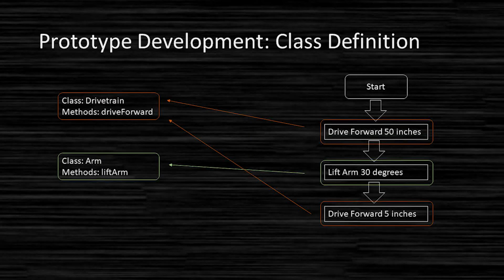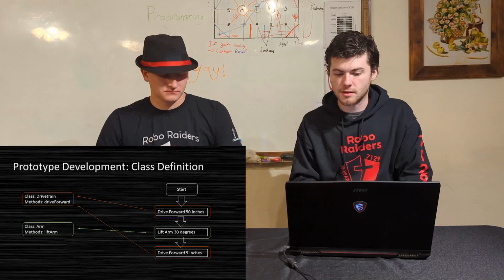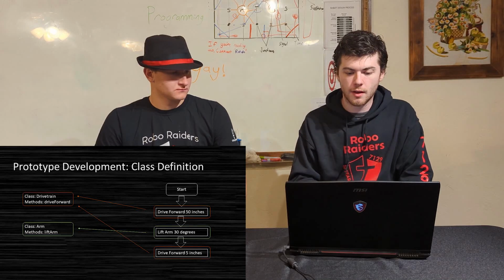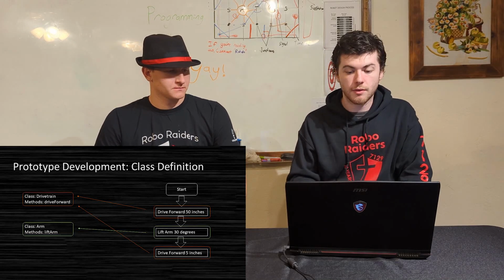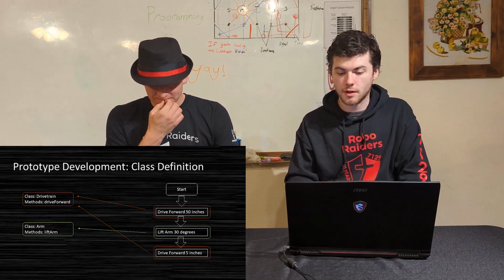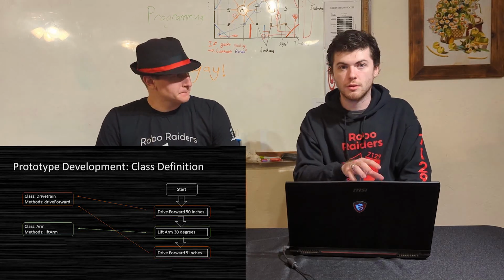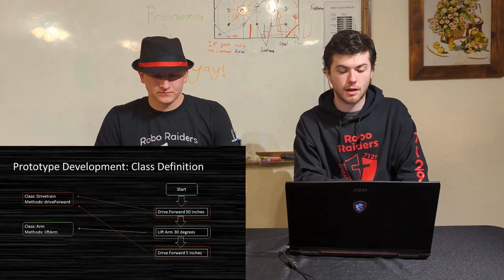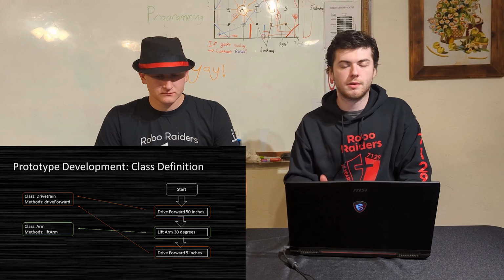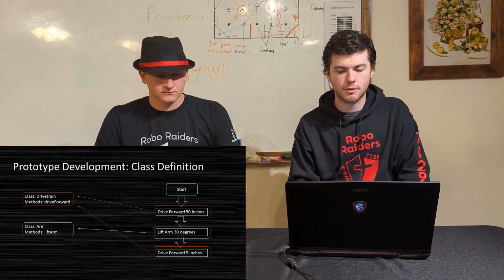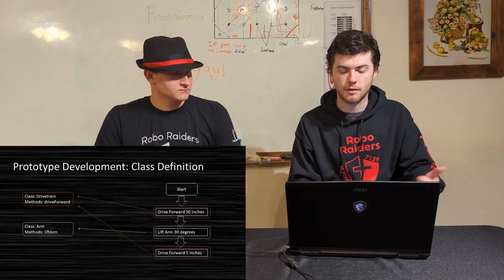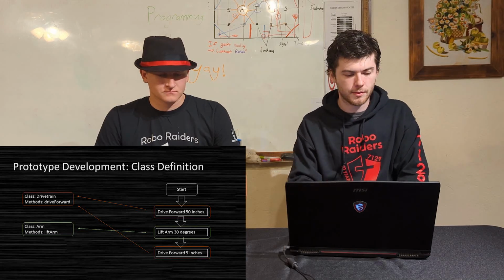Class definition is when we're actually going to take that flowchart and start grouping it by what kind of subsystem is performing the action and what is the action that's being taken. In this example, we can see we have in our flowchart driving from drivetrain mentioned, and lifting an arm mentioned. So we're going to group those into 2 classes, our drivetrain and arm. And each of those has a single action that it's taking in this simple flowchart. Driving forward under the drivetrain and lifting the arm under the arm.